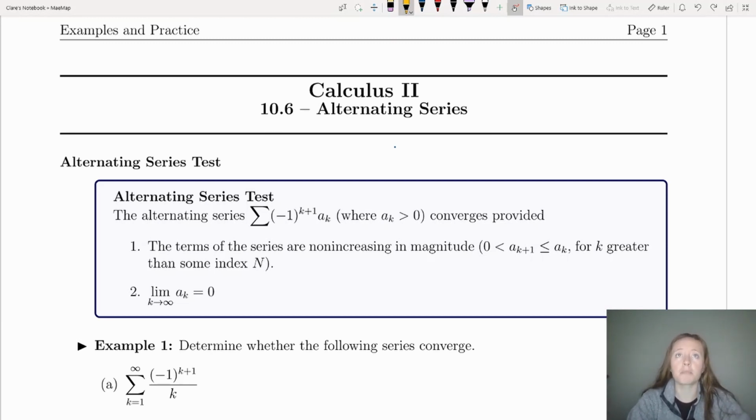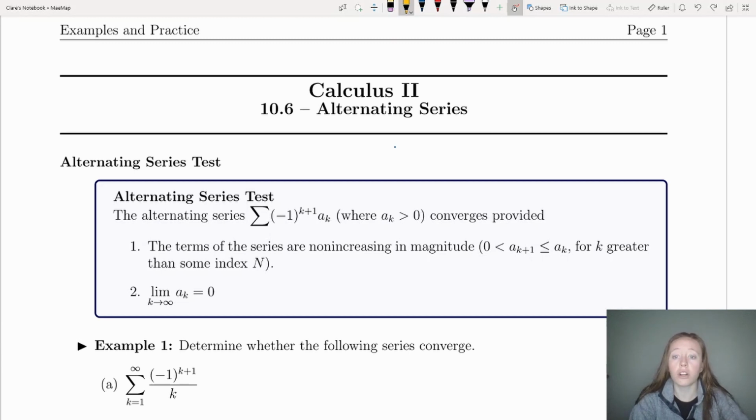So these are going to be practice problems on 10.6 alternating series. The alternating series test, which you should have covered in your lesson, is a summation that sums negatives, positives, and so on, where those signs alternate.